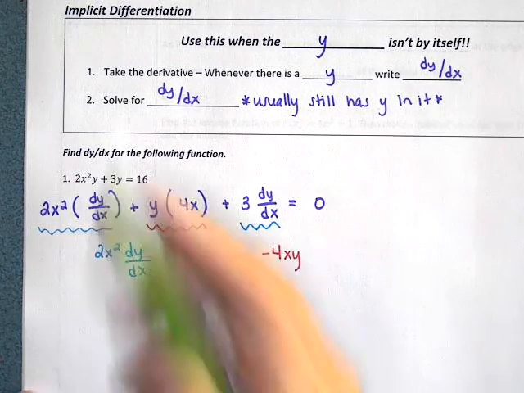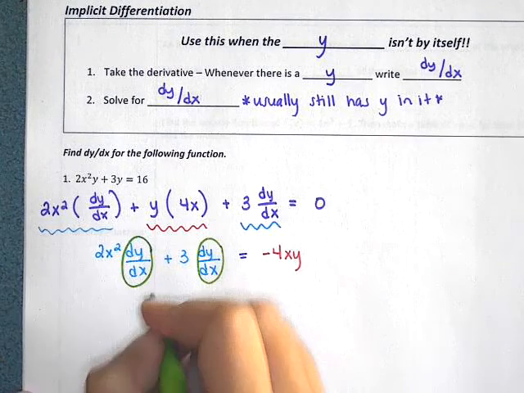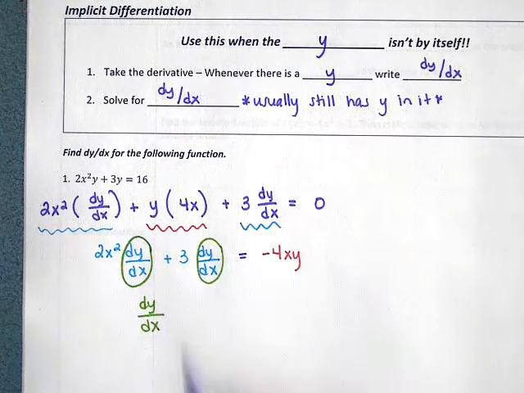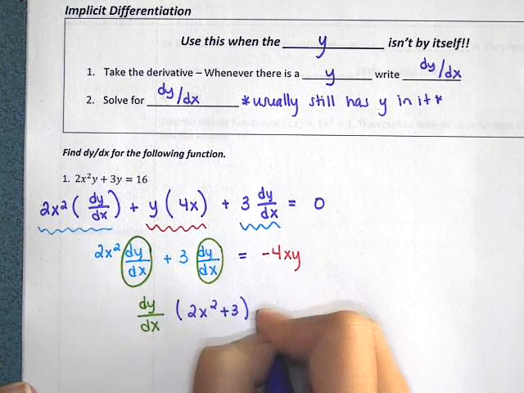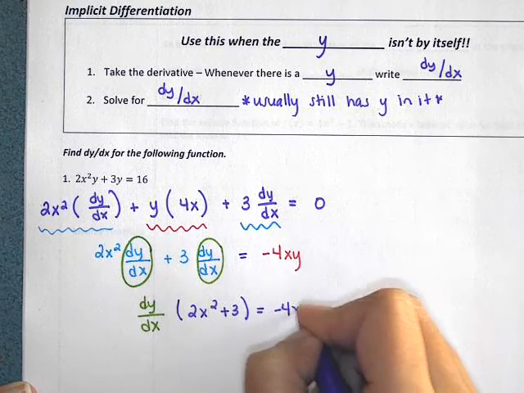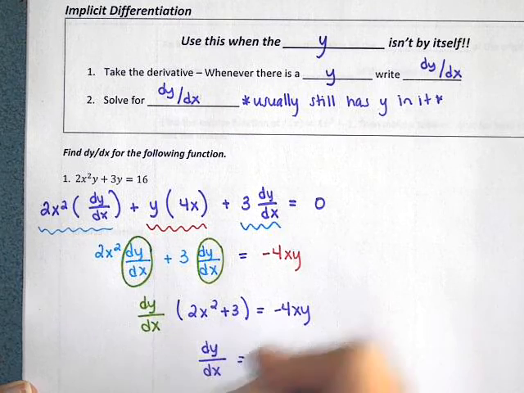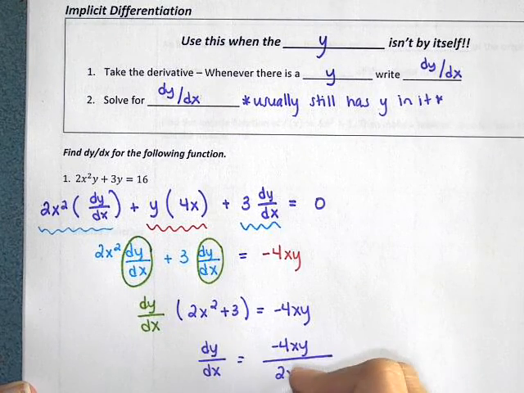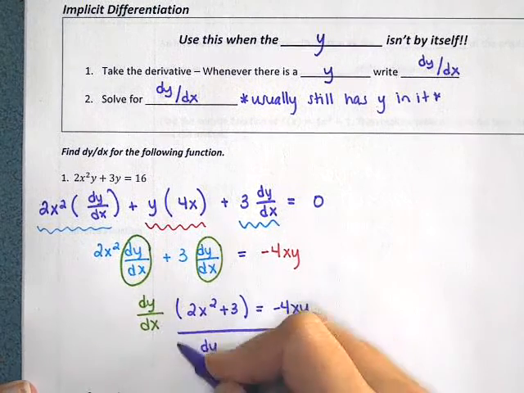Since both of these terms have a dy/dx in them, I'm going to need to factor that out so that I can isolate it. So dy/dx times what's left over would be 2x squared plus 3 equals negative 4xy. And then last but not least, you just divide. So you would get negative 4xy divided by 2x squared plus 3. And that is your final answer.